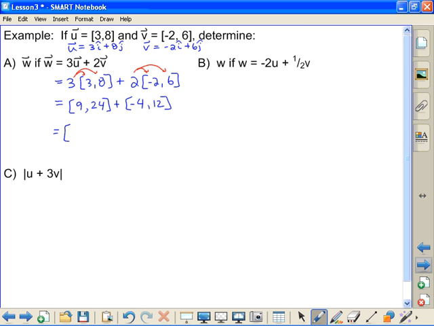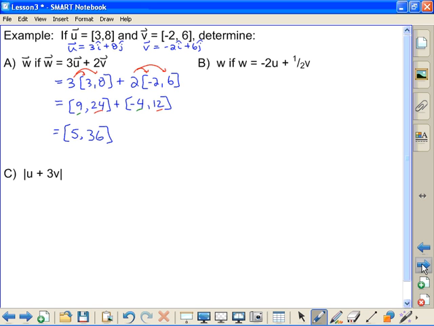Again, square brackets mean you have vectors, so you can add like terms. I can add my x components together: 9 plus negative 4 is 5. Then add my y components together: 24 plus 12 is 36. So that is my resulting vector.